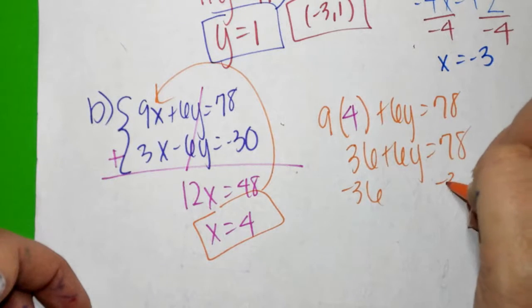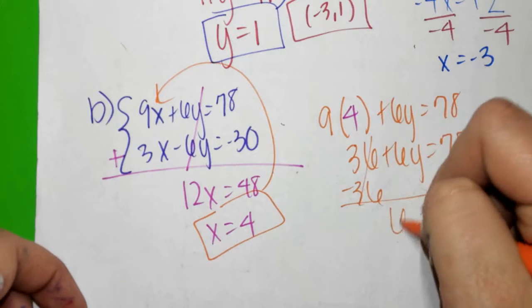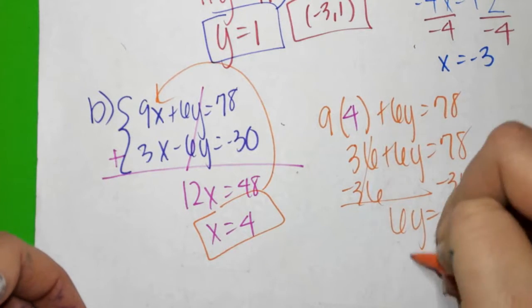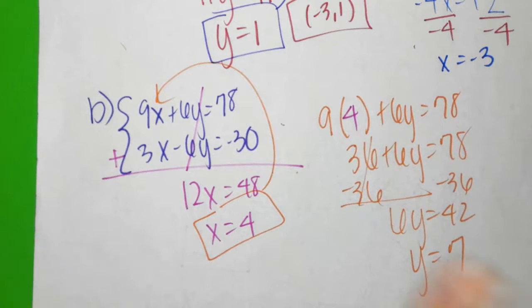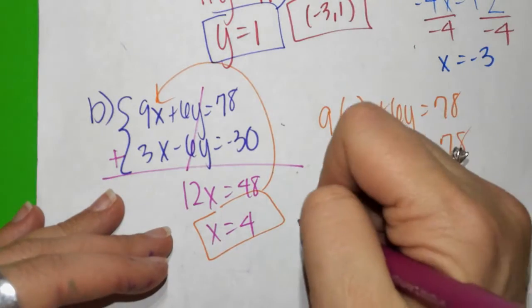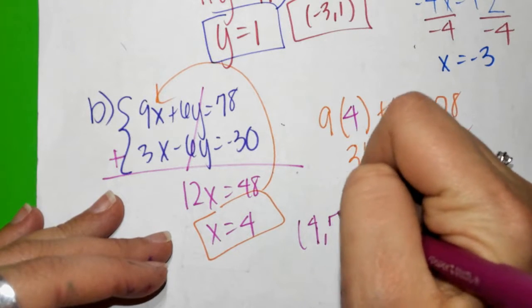Subtract 36. 6y equals 42. So y equals 7. How do we write our coordinate? 4, 7.